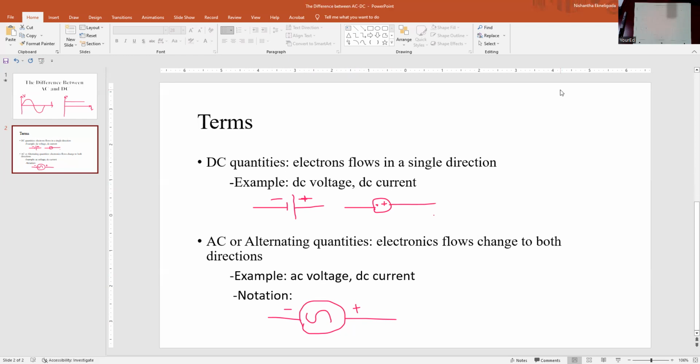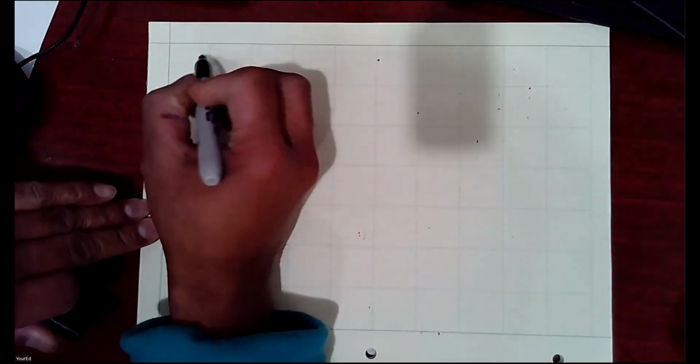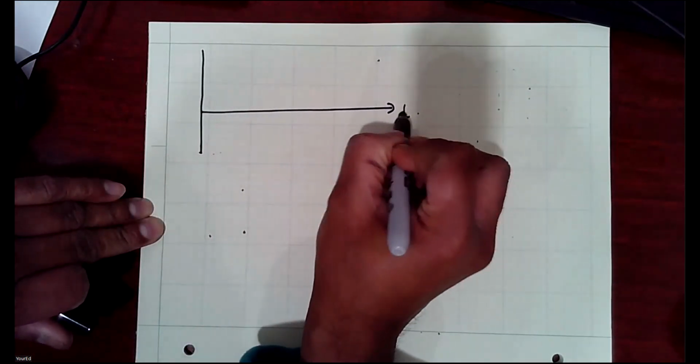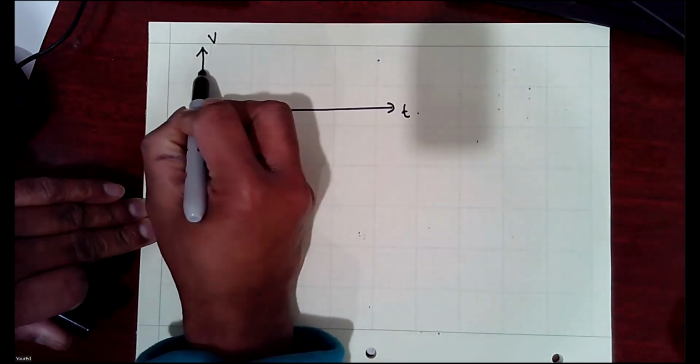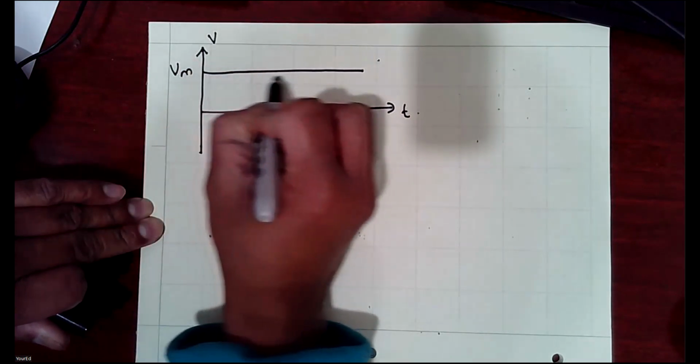Now we can think, okay, if that's the case, I can draw the time-varying nature for DC quantities here. Since DC quantities do not change with time, it is a static value. So you have the same value at every time.